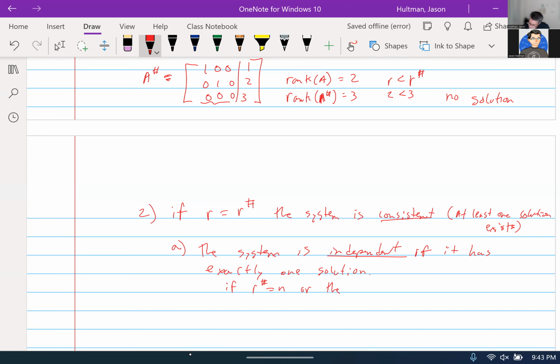If R pound is equal to N, or the number of columns in A, also the total number of variables in my system, also represents the total number of variables.